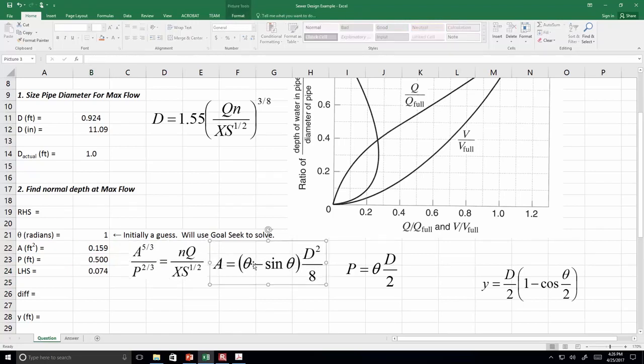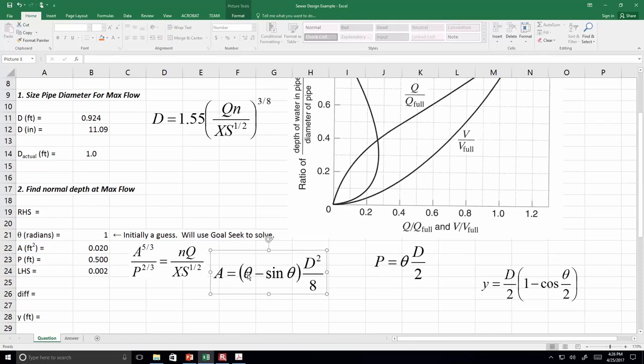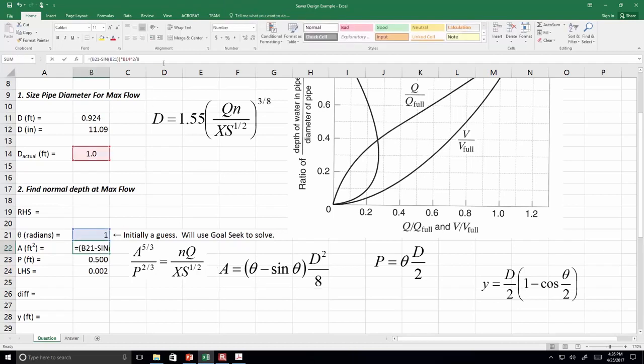Oh yeah, you're right. Thanks for noticing that. Yep, you're absolutely right. So multiplied by diameter squared divided by 8. Okay. So as I typed it earlier, I had the theta minus the sine theta, but not the diameter squared divided by 8. Okay.